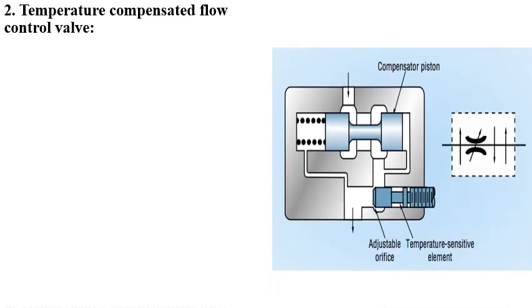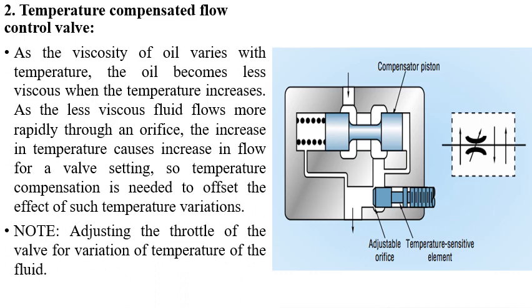The second type of compensated flow control valve is the temperature compensated flow control valve. Look at the diagram. The main principle is that the viscosity of oil varies with temperature; the oil becomes less viscous when the temperature increases. As the less viscous fluid flows freely or rapidly through an orifice, an increase in temperature causes an increase in flow for the valve setting. So temperature compensation is needed to offset the effect of such temperature variations.